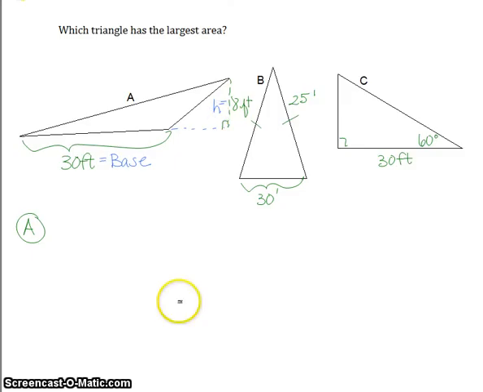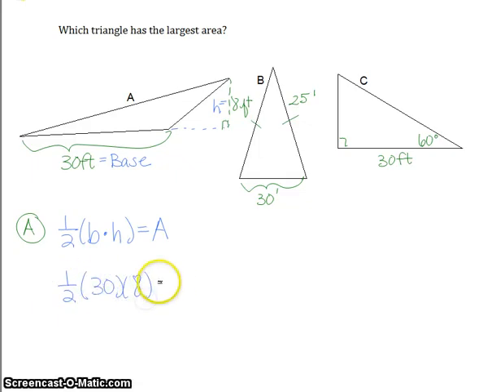Okay. So if you think of it as half of a rectangle, then it's going to be half of base times height is the area. So that means we have half of base is 30, height is 8. So we end up with 120 feet squared. Okay, so that's triangle A.